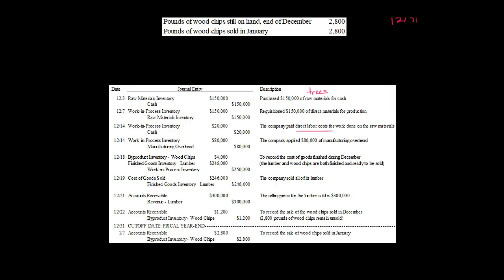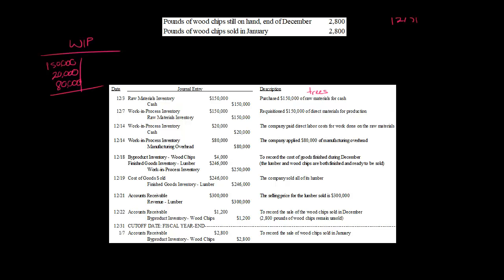Then we incur some direct labor costs, so we debit work in process inventory again for $20,000. And then we apply $80,000 in manufacturing overhead, and this is applied overhead, not actual, so we're going to debit work in process inventory again. So if we've got a T account here for our work in process inventory, we're at $150,000, and then we add $20,000. I'm just assuming the beginning balance was 0 to make it easier, and then we add $80,000. So we're up to $250,000 in the work in process inventory account.